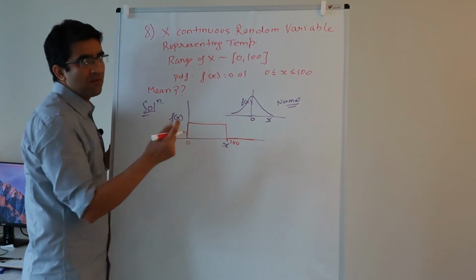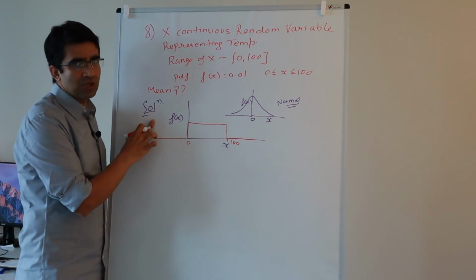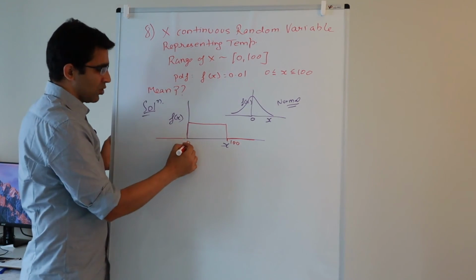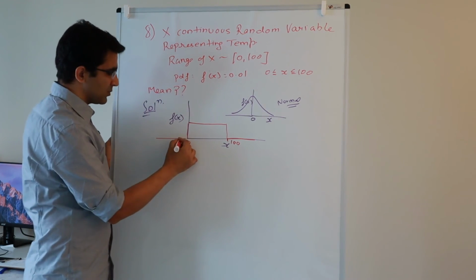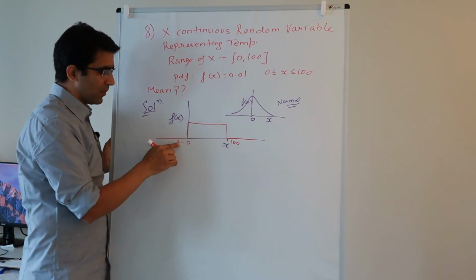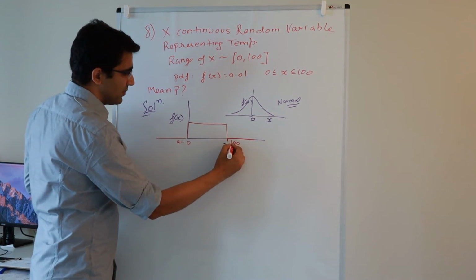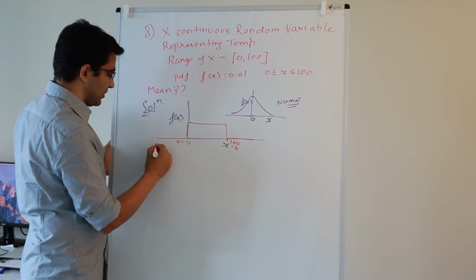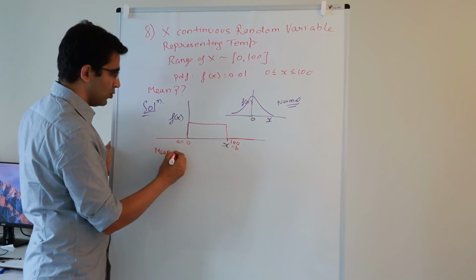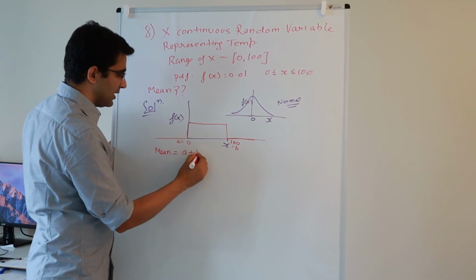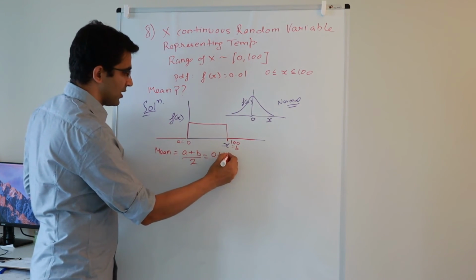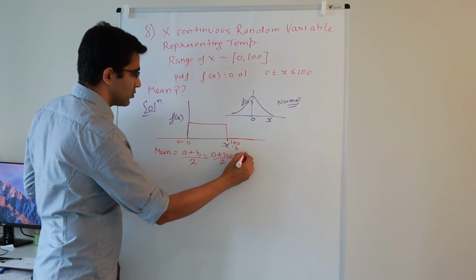So someone who has studied uniform distribution would already know the answer without even calculating it. A uniform distribution is between two numbers a and b. This is 100, and in case of a uniform distribution, the mean is always equal to (a plus b) divided by 2. In this case, it is (0 plus 100) divided by 2, which equals 50.